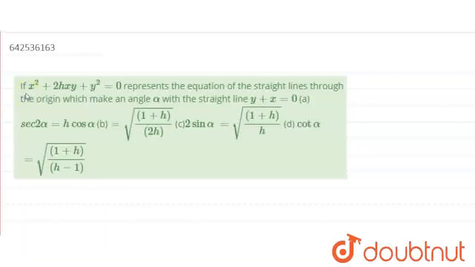The question is, if x square plus 2hxy plus y square is equal to 0 represents the equation of straight lines. This particular equation represents the equation of straight lines through the origin, which makes an angle with another straight line, that is y plus x is equal to 0. So we have to see which of the following options is correct.